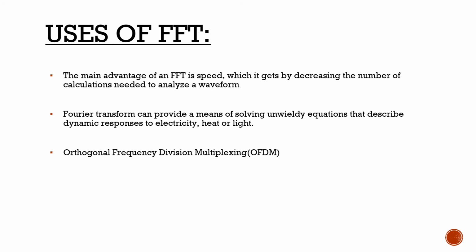Due to all these reasons, fast Fourier transform has many applications. As you know, fast Fourier transform is fast, that is, it has high computational speed, it is more accurate, that is more efficient, and it uses properties such as periodicity and symmetry. It has a high number of applications in signal processing. In signal processing, it is normally used to analyze and detect signals. Along with that, it is used to solve unwieldy equations that describe dynamic responses of electricity, heat or light.